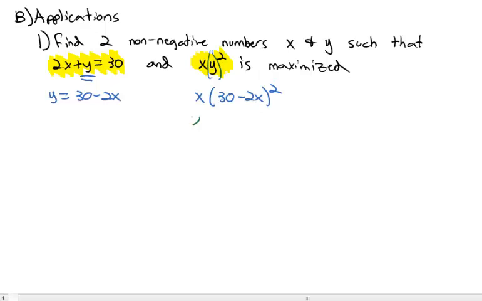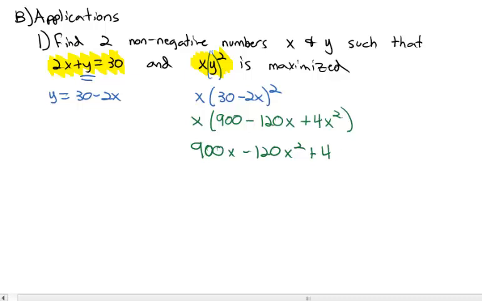Well, we know how to square something. We could square it, and we get 900 minus 120x plus 4x squared. Distribute that x through, we get 900x minus 120x squared plus 4x cubed.